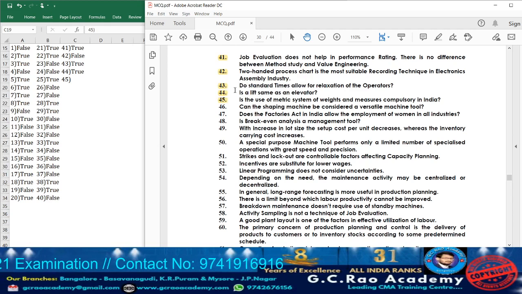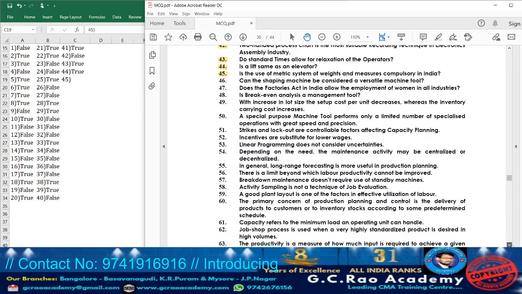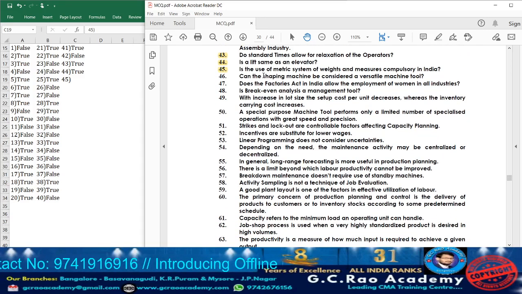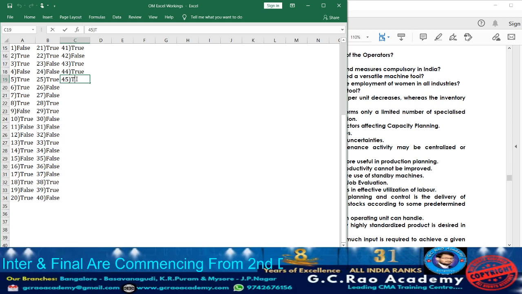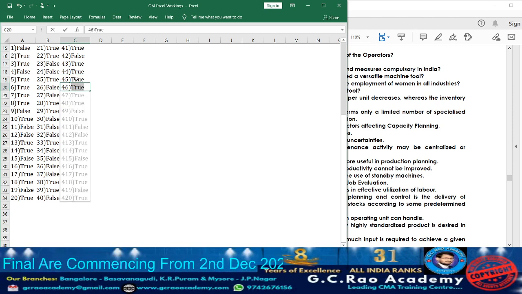Now let us move on to statement 45. Is the use of the metric system of weights and measures compulsory in India? Yes, it is compulsory. Usually, whatever materials are procured, whatever quantity they have procured, they are going to measure and weigh it, and it is compulsory in India. To find the weight and measure the items, which system are they going to apply? The metric system itself. So the statement is true. Now moving on to statement 46.